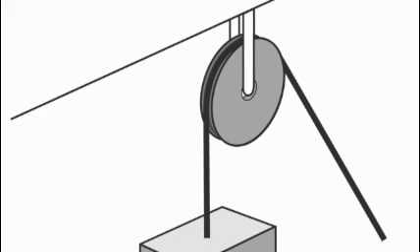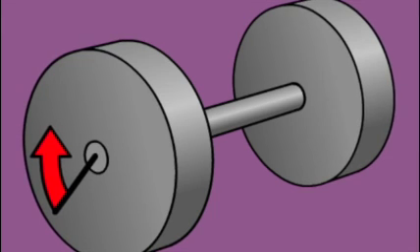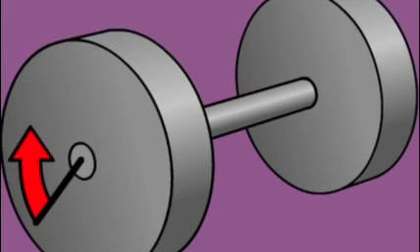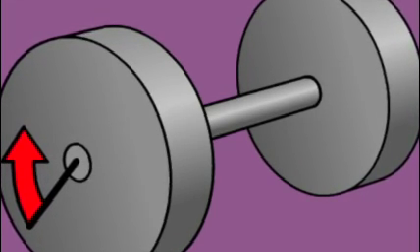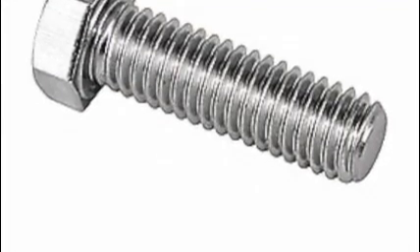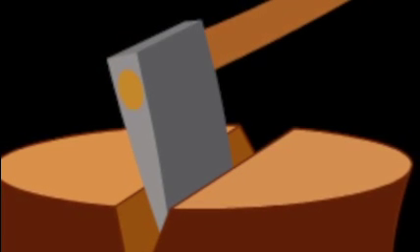Wheel and axle is a wheel attached to a rod. Rotation of the wheel allows for easier and quicker movement of the axle. An inclined plane is a ramp used to increase the distance an object travels and decrease the force needed. A screw is an inclined plane wrapped around a cylinder. A wedge is a sharp edge used to push another object in two opposite directions.